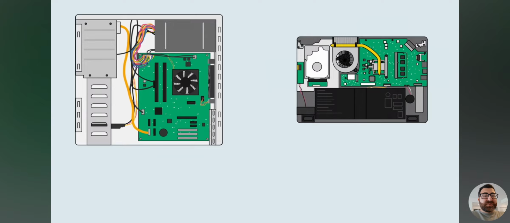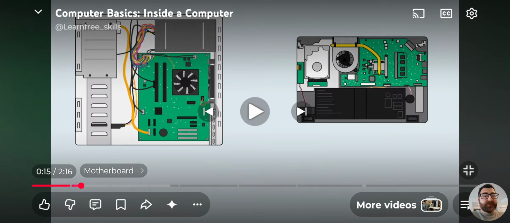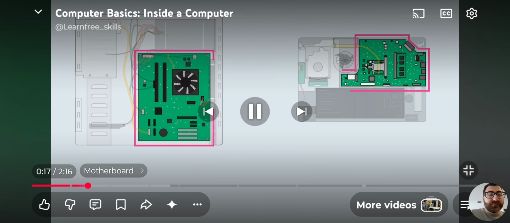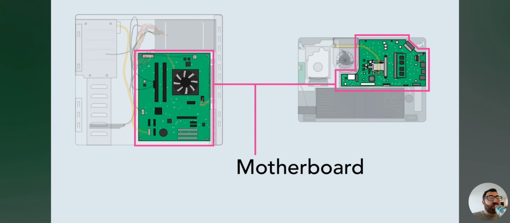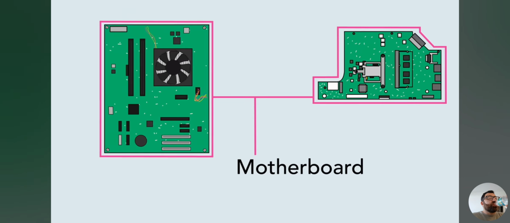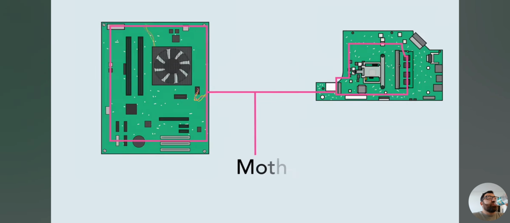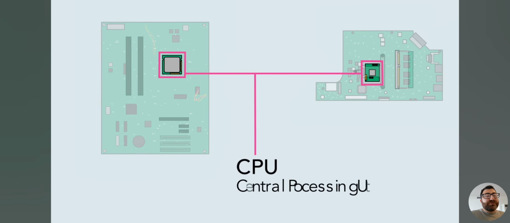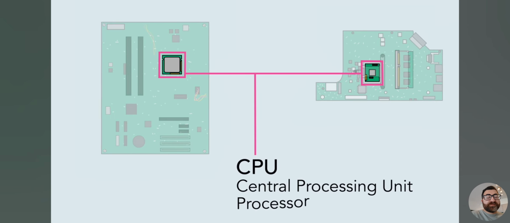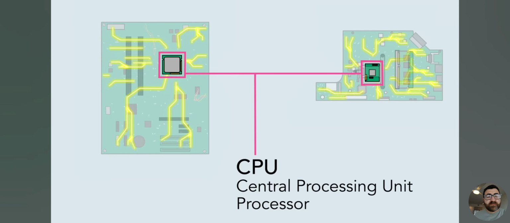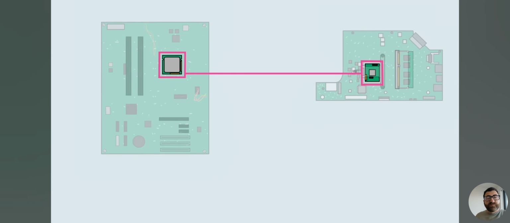Every computer has a large circuit board called a motherboard. This contains some of the most important parts of the computer, such as the CPU, also known as the Central Processing Unit or processor. The CPU can be considered the brain of the computer because it processes information and carries out commands. Since it tends to get hot, it's covered by a piece of metal called a heatsink, which draws heat away from the processor.